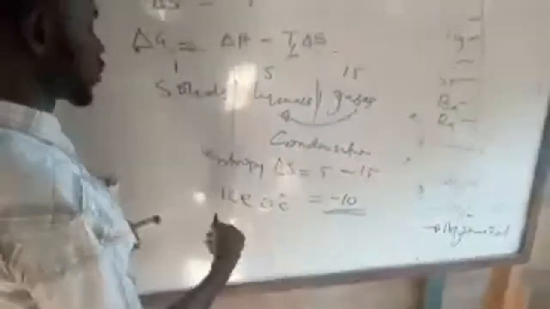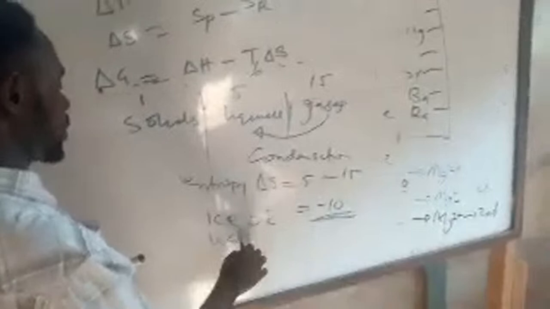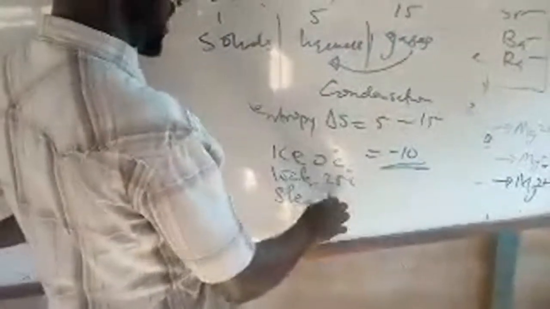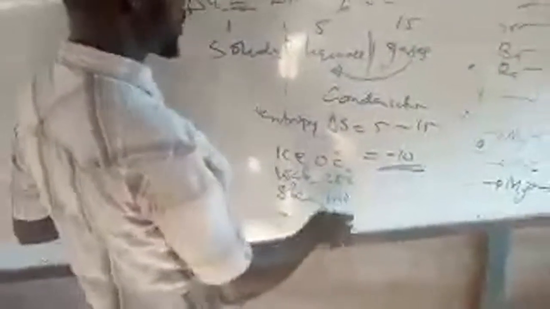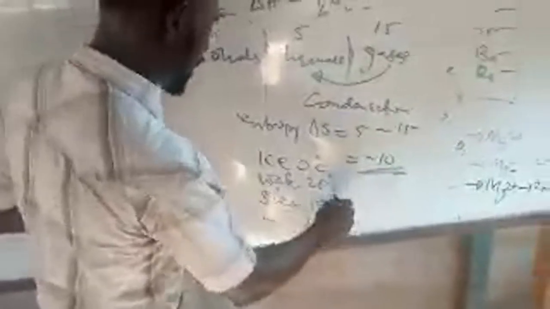If they set these temperatures for you and tell you ice at 0 degrees, the higher the temperature, the higher the entropy. Simple. Then water at room temperature, then steam at 100 degrees. Water is the answer, class. Steam: the higher the temperature, the higher the what? Entropy.